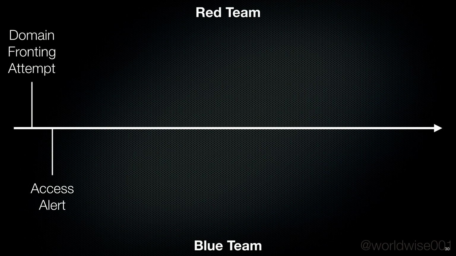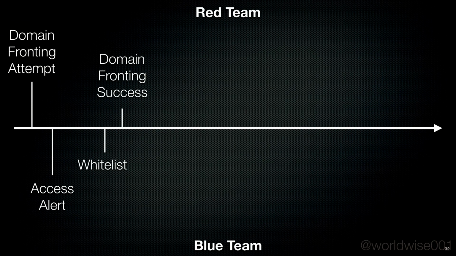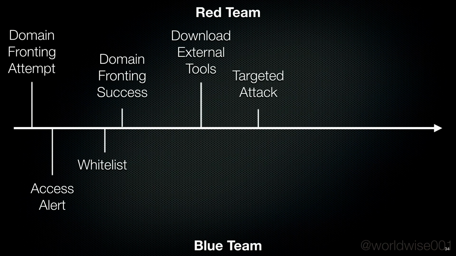So I've got a split here, red team, blue team. What happened is the red team tried to do some kind of domain fronting attempt. That triggered the access alert that Bob received. Bob's like, yeah, whatever, I'll whitelist it anyway. And then when the attacker tries to do the domain fronting attack again, they succeed. So then they're able to download some external tools, because at this point, they can download whatever they want from the internet. They're able to conduct their targeted attack, which is that conversation you saw a few days later.